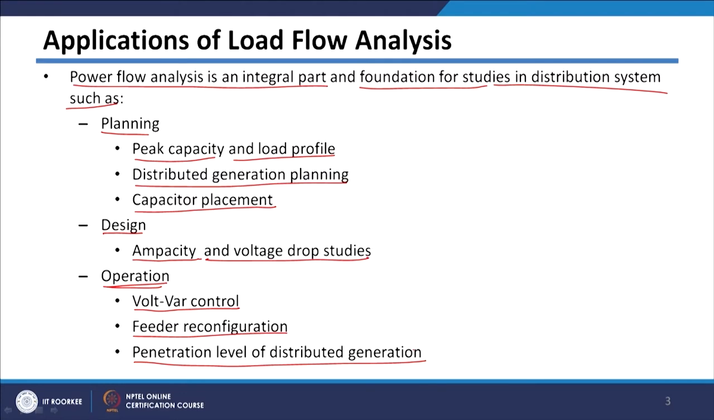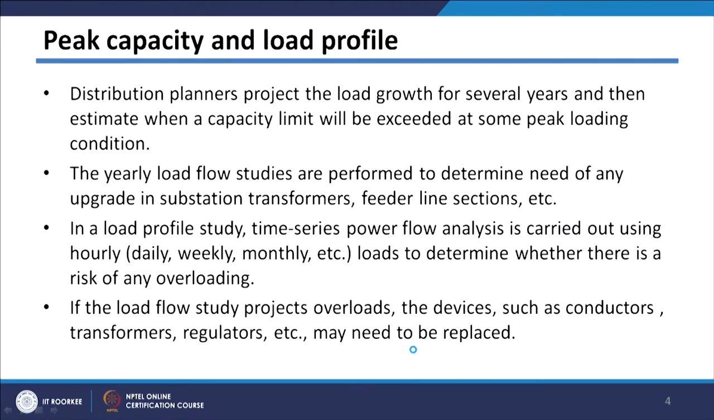First, let us see peak capacity and load profile planning. In this case the distribution planner projects the load growth for several years and then estimates when a capacity limit will be exceeded at some peak loading. Suppose you are planning this distribution system for 15 to 20 years. In that time there will be some load growth, and because of it some of the equipment will get overloaded. During the peak load condition we need to calculate how much loading is happening on each feeder, each transformer or each of the series elements connected to the distribution system.